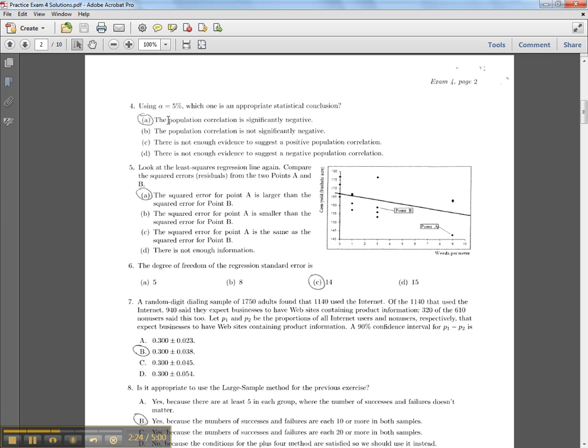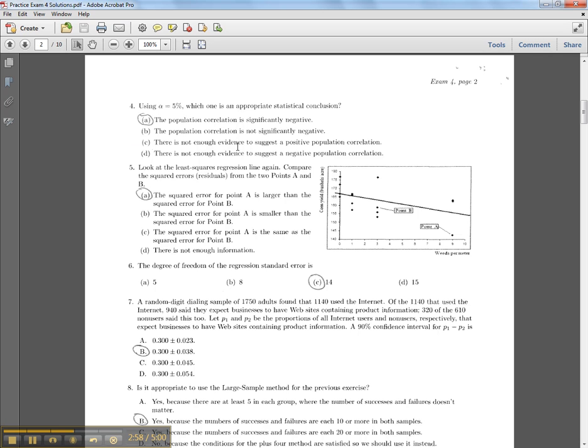So it says A, the population correlation is significantly negative. So again, our p-value is smaller than my alpha, so we have significant evidence to reject the null, and what we're suggesting after we reject the null is that there's a negative correlation, and that's why it's true. You see that negative correlation. In B, it says the population correlation is not significantly negative, and that's not true because it is significant. 0.038 is less than the alpha, so that's why it's not B.